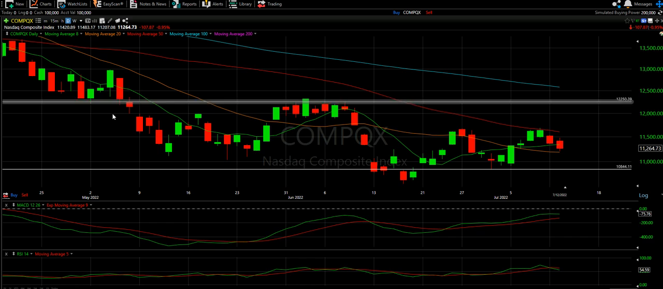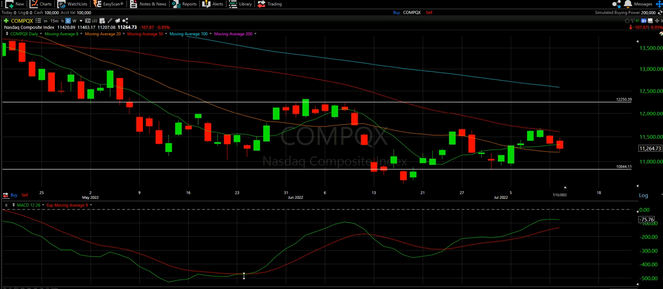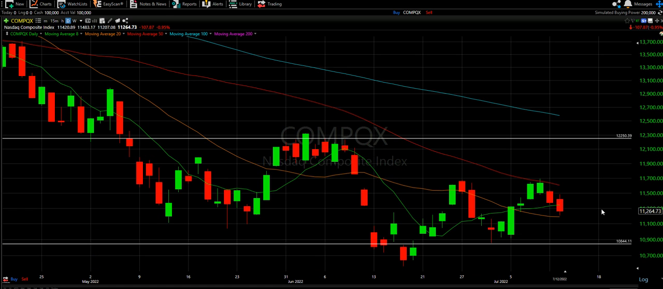So as normal, we will start on the NASDAQ composite, looking at the daily, and we'll start on the top with our moving averages and our support and resistance lines. We will get to these lower indicators a little bit later, so for now, let me hide them. So where are we sitting, right?